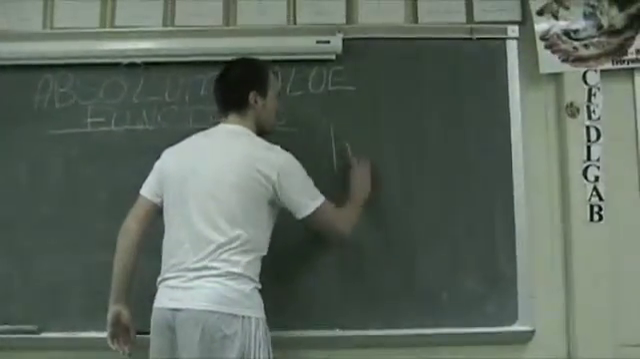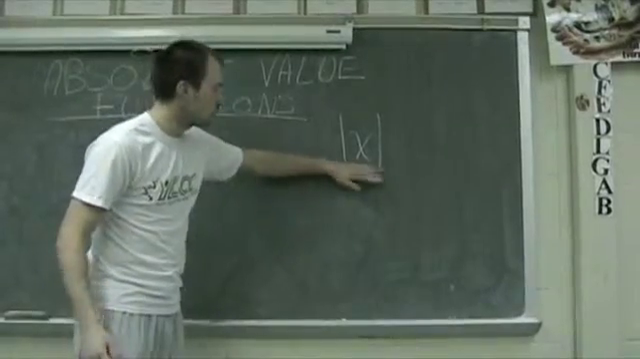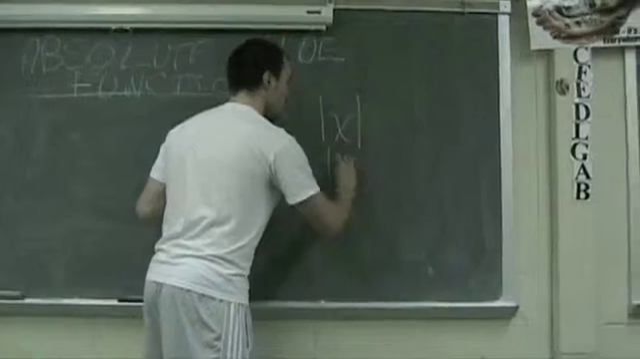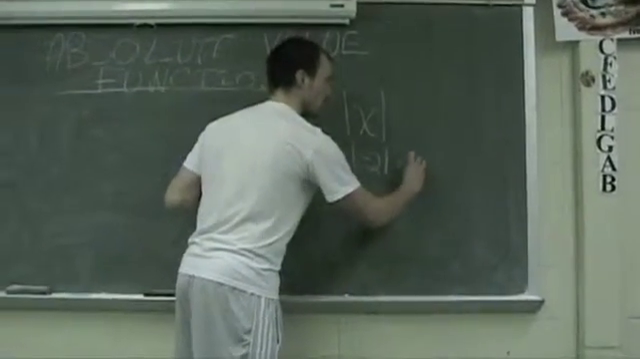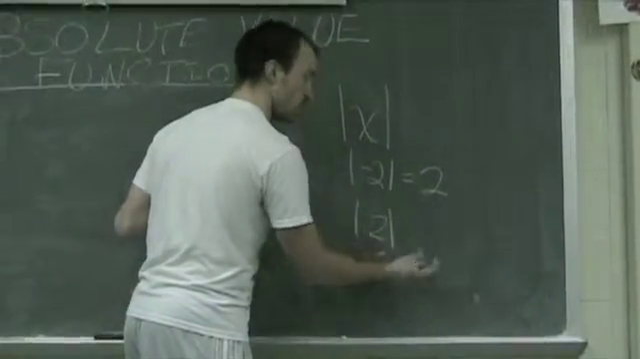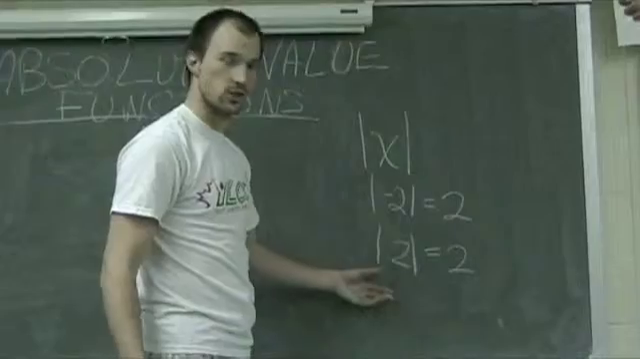We remember this as absolute value of x, and this was the directed distance, or the total distance away from 0. So the absolute value of negative 2, we remember, is 2, as well as the absolute value of regular 2 is also 2 units away from 0, so both are equal to 2.